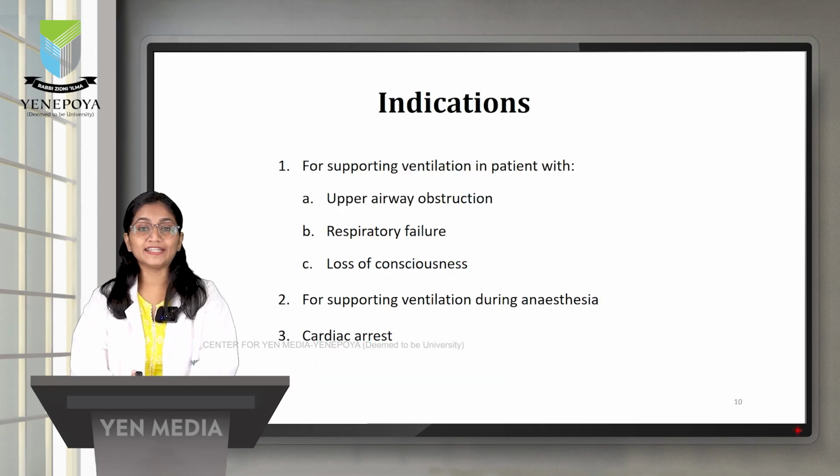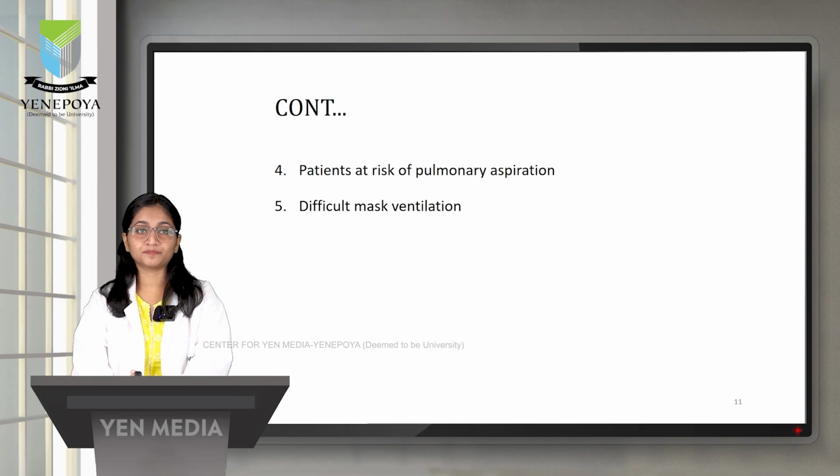Next we'll move on to the indications of using an endotracheal tube or endotracheal intubation. First one is for supporting ventilation in patients with upper airway obstruction, respiratory failure and loss of consciousness. Second, for supporting ventilation during anesthesia. Third, during cardiac arrest, that is after cardiopulmonary resuscitation, once the vitals are restored, we can immediately intubate the patient to assist in their breathing.